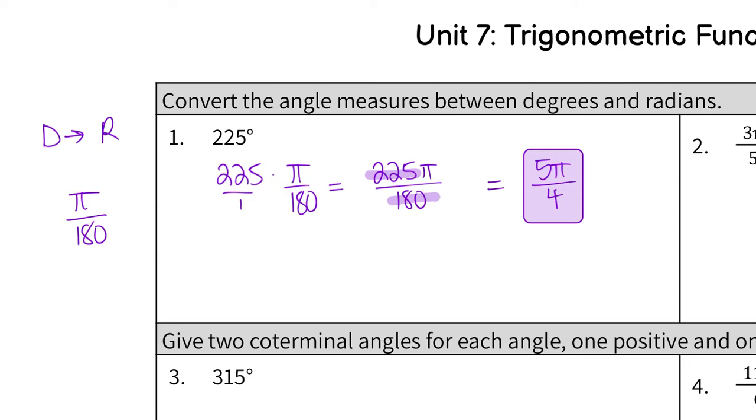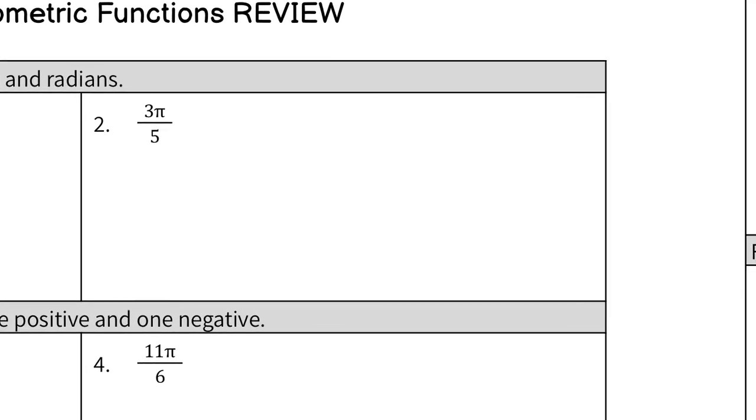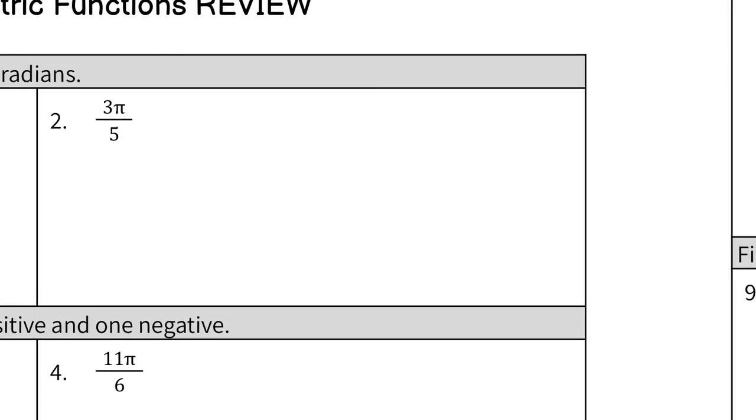Okay, on the other hand, if you wanted to convert from radians to degrees, so on this side we're going radians to degrees, you're going to multiply by the opposite. So this time it's going to be 180 over pi. Okay, so let's do this. 3 pi over 5 times 180 over pi.